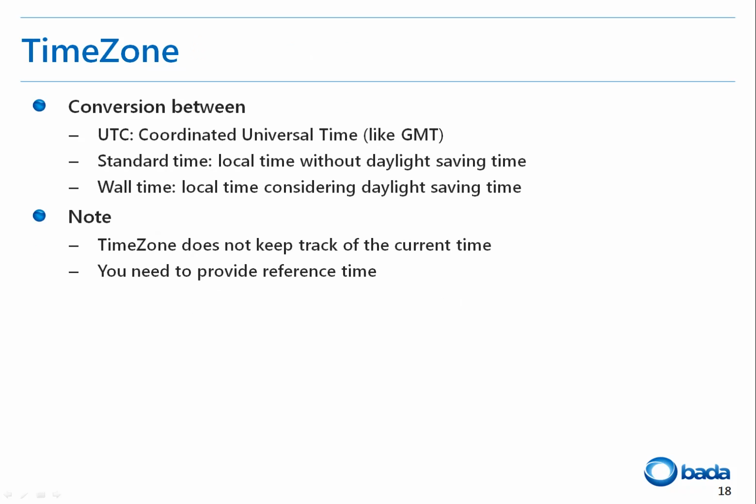Now, let's take a look at the time zone class. The time zone basically performs the conversion between UTC, that is, Coordinated Universal Time, Standard Time, and Wall Time. UTC is a standard time system such as GMT. The standard time is the local time without daylight saving time. The wall time is the local time considering the daylight saving time. The thing you have to remember is that since the time zone class does not have a clock, you have to provide a reference time in order to get the time of the relevant time zone.